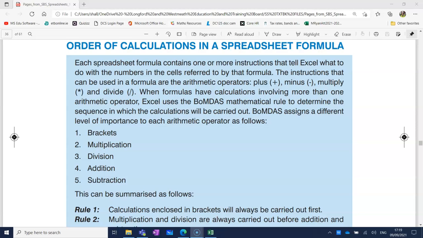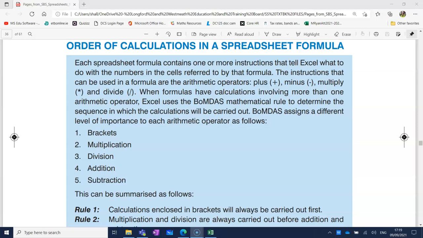On page 12 of the textbook, we have the section shown. Order of calculations in a spreadsheet formula. Each spreadsheet formula contains one or more instructions that tell Excel what to do with the numbers in the cells referred to by that formula. The instructions that can be used in a formula are the arithmetic operators plus, minus, multiply, and divide.